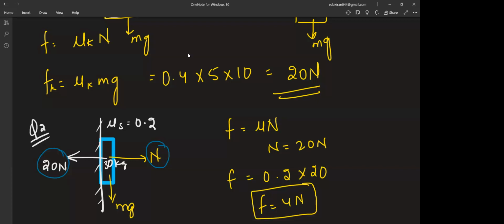Note it down. Not 60. See, you must have taken this 30 into 10, right? That's what I was telling you. Your frictional force is not directly proportional to mg. It is directly proportional to n, normal reaction. You have to check what the normal reaction is equal to. Is it equal to mg? Sometimes it is equal to mg cos theta, mg sin theta, some component of mg. Sometimes it is equal to some different force. So that you have to check. Is it clear? Yeah, ma'am.